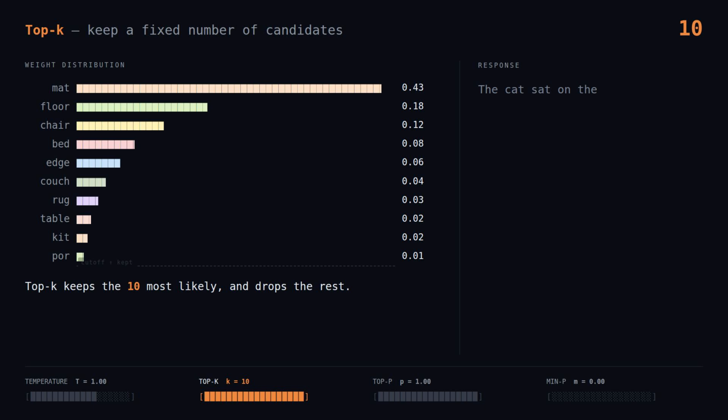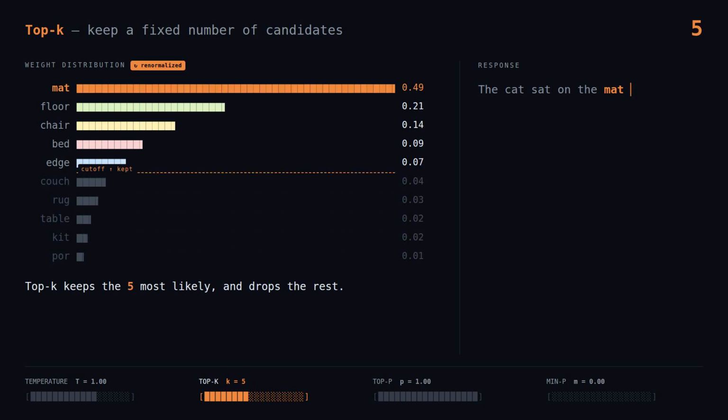Now, the second setting is top K, the first of our filters. It doesn't change the relative odds between words. It just keeps the top few candidates and drops the rest. At K equals 10, every word stays. Drop it to 5, and only the 5 most likely survive. The long tail is gone.